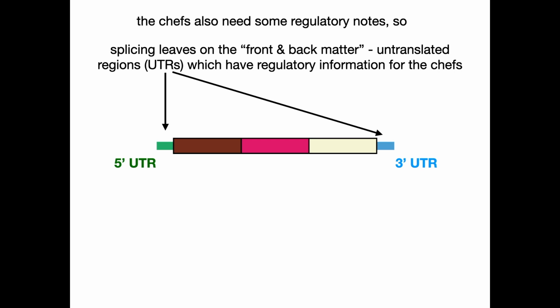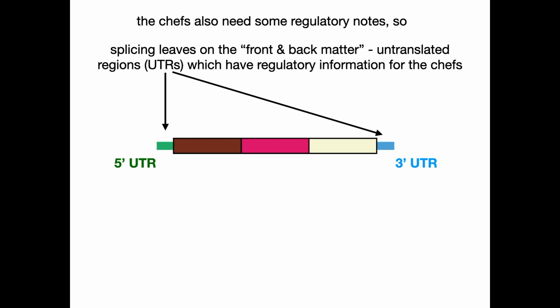So these are called untranslated regions because they're present in the mRNA, so they've been transcribed, but they don't get translated. And translated is when we make it into the protein. So we call it translation because we're changing languages, as we'll see, from the nucleic acid language of RNA and DNA into the protein language of amino acids.